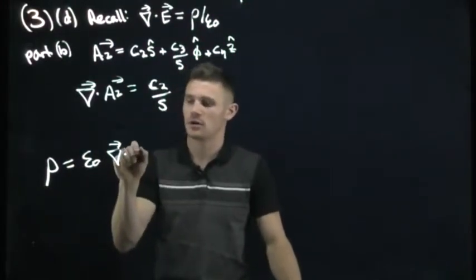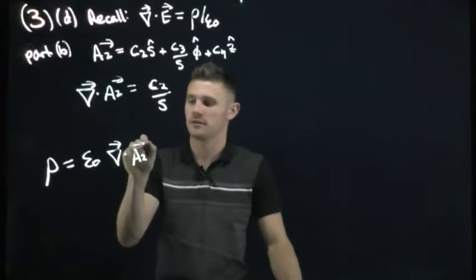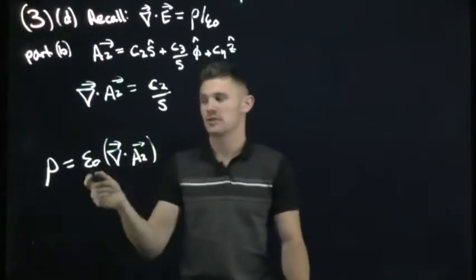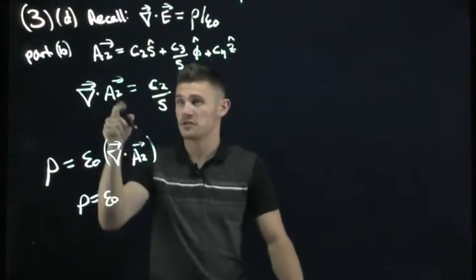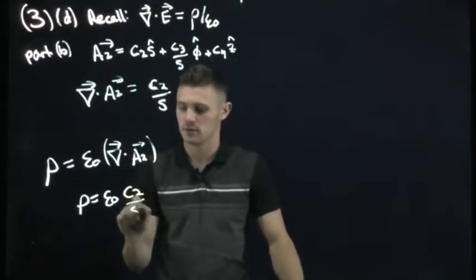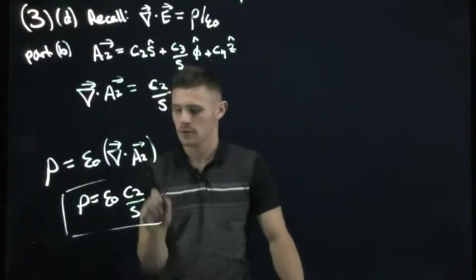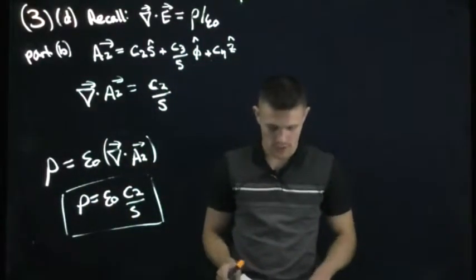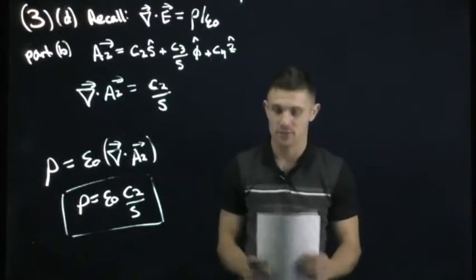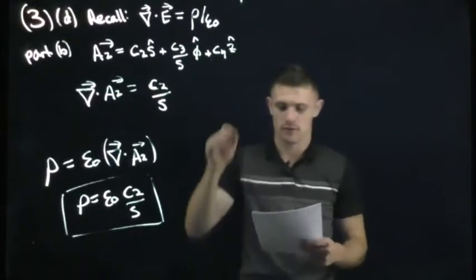In this case, our electric field is our electrostatic field, A2. So simply we plug this in, we have that rho is equal to epsilon naught, divergence of A2 to C2 over S. And there's your charge density. Now Jason has also given you an electric field in case you didn't find the first one, so I'll work that through here as well.